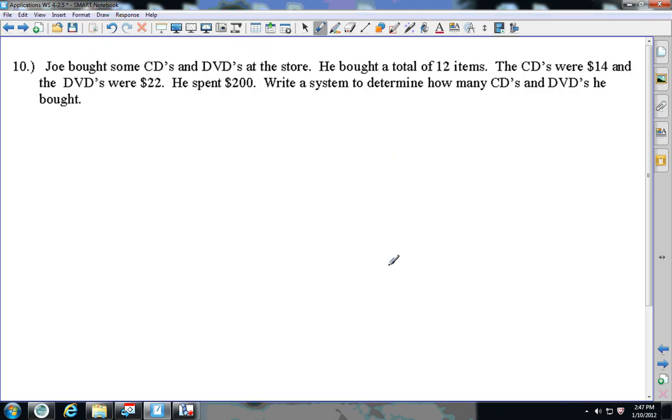Number 10. Joe bought some CDs and DVDs at a store. He bought a total of 12 items. The CDs were $14 and the DVDs were $22. He spent $200. Write a system to determine how many CDs and DVDs. So I'm going to have C equal the number of CDs. I'm going to define my variables. D equals my number of DVDs.